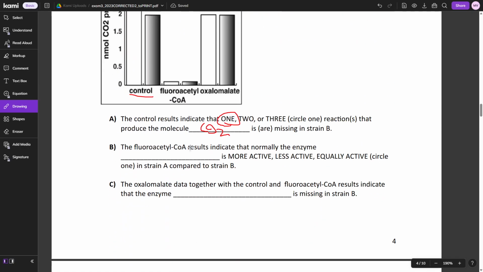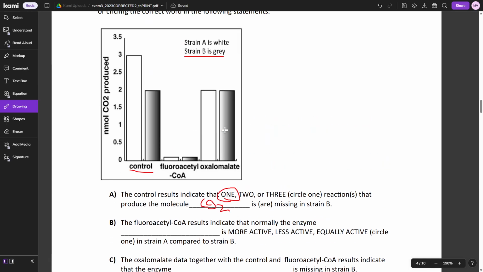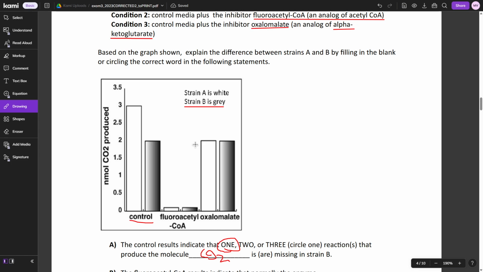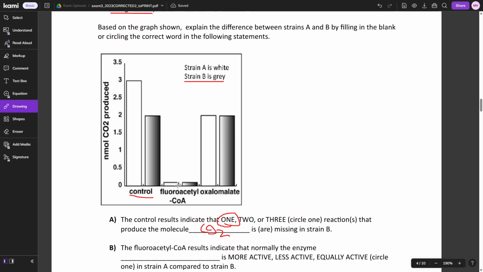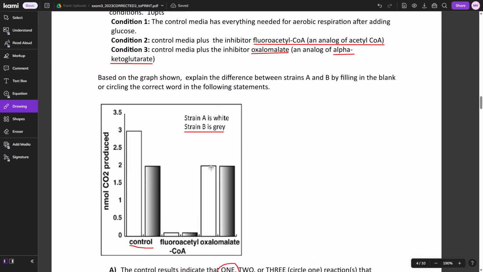For part B, the fluoroacetyl-CoA results indicate that normally the enzyme blank is more or less active, or equally active in strain A compared to strain B. So if we look at the fluoroacetyl-CoA, we see that there's nothing produced. There's no CO2 produced. And I said that fluoroacetyl-CoA is a competitive inhibitor of pyruvate dehydrogenase, right? Because it matches the structure of acetyl-CoA, and acetyl-CoA is an inhibitor of PDH.